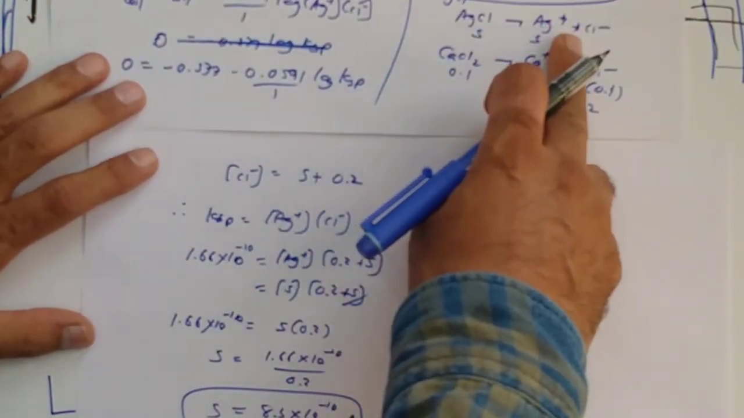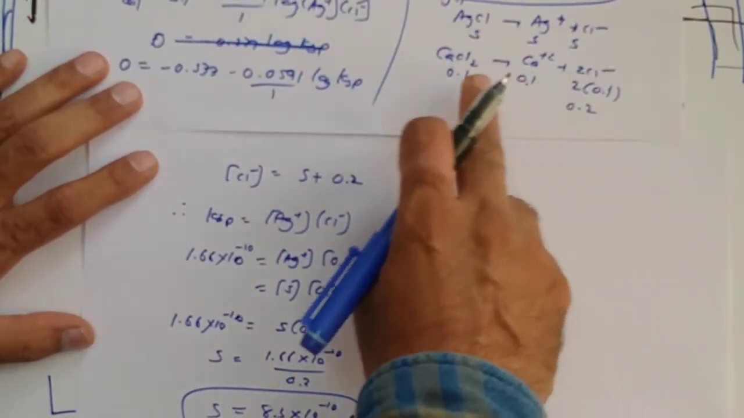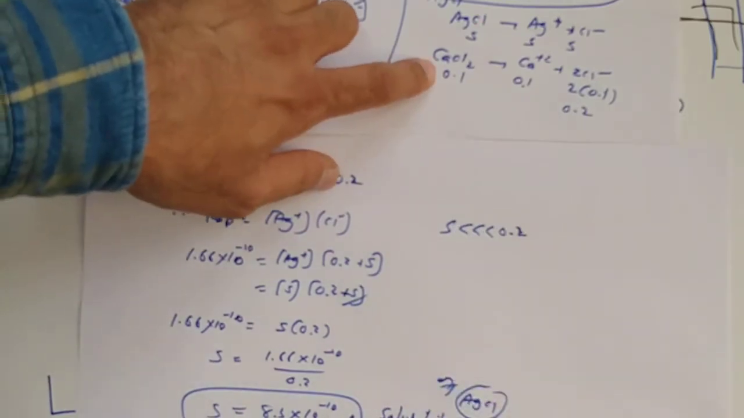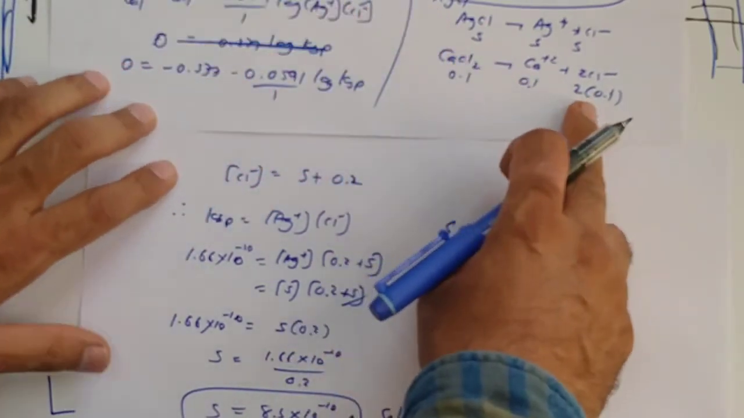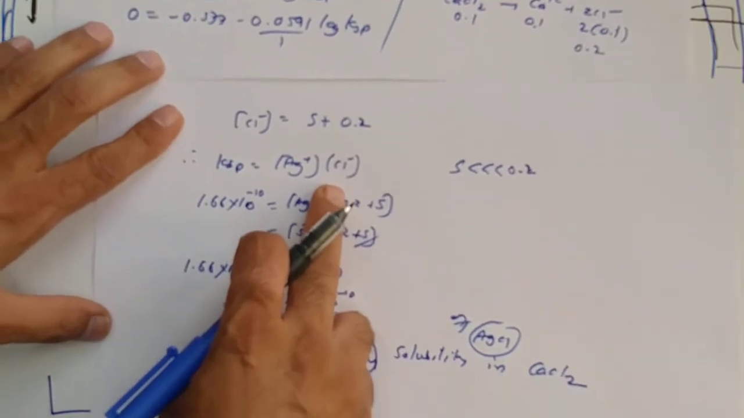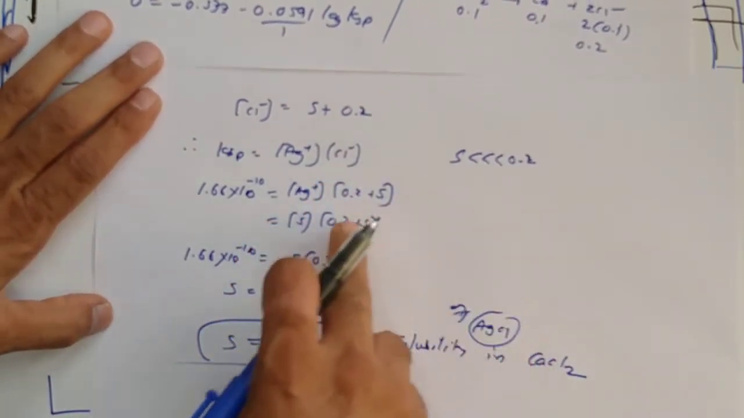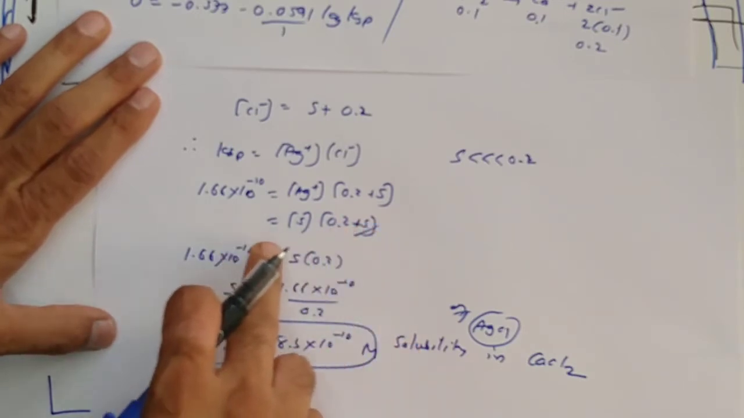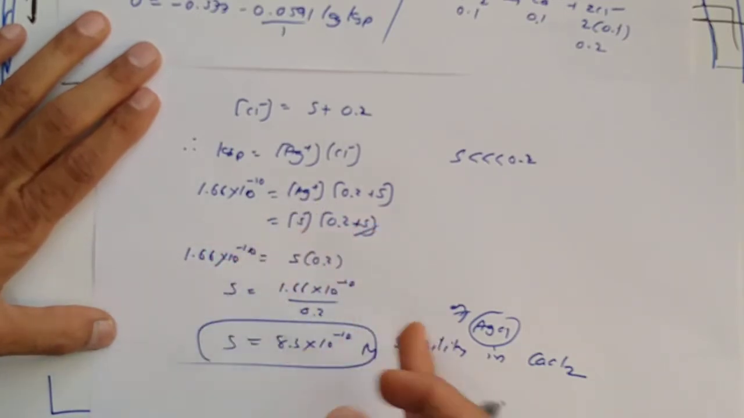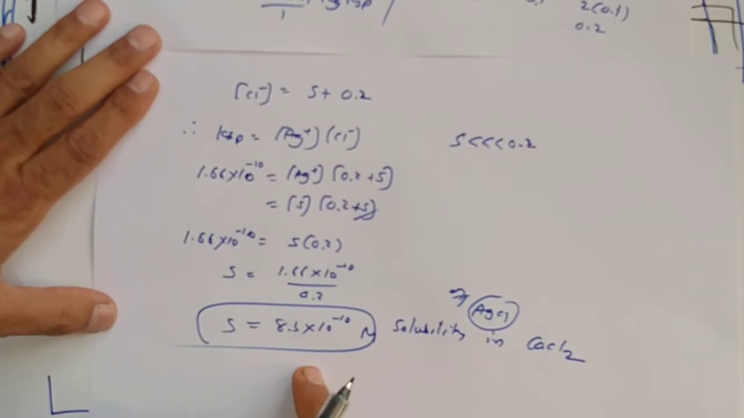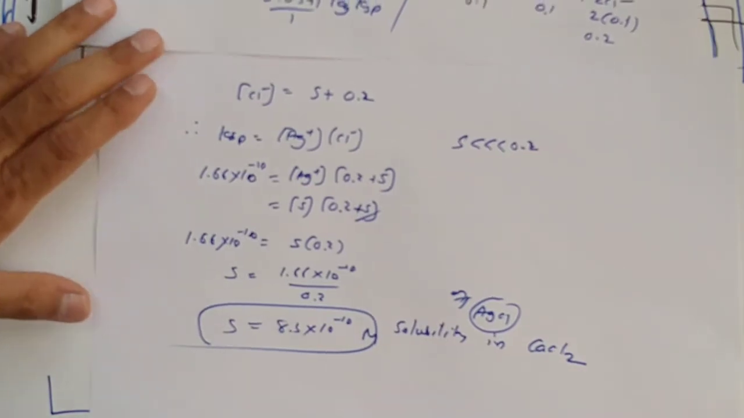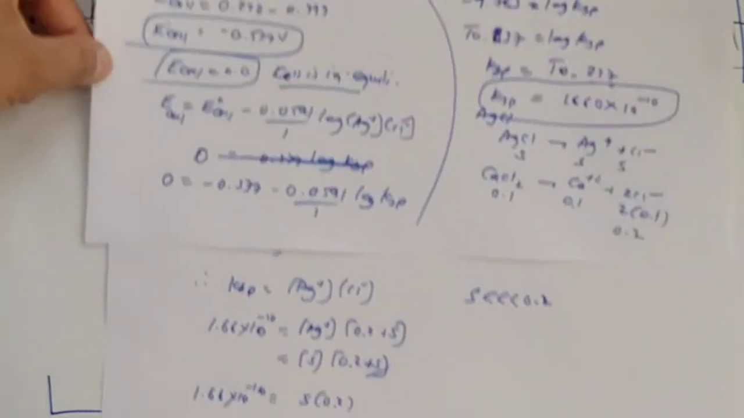Here AgCl gives Ag plus and Cl minus. CaCl2 is a strong electrolyte, so 0.2 plus S is the total chloride. S is negligible compared to 0.2, so the solubility S will be 8.3 into 10 raised to minus 10 in calcium chloride.